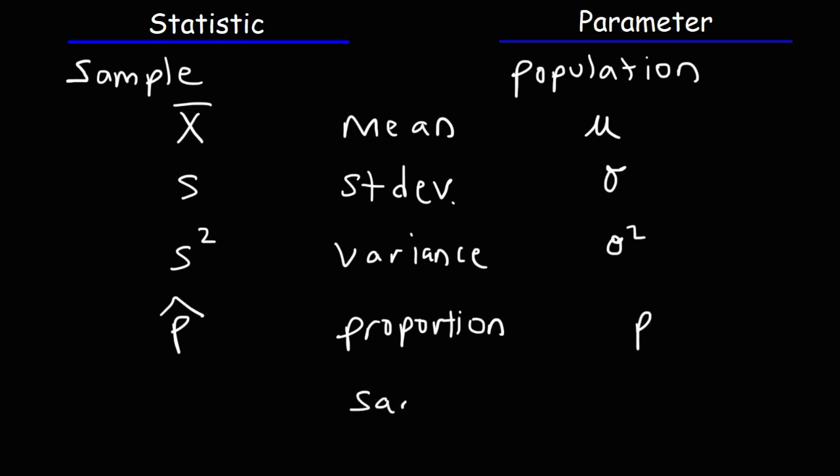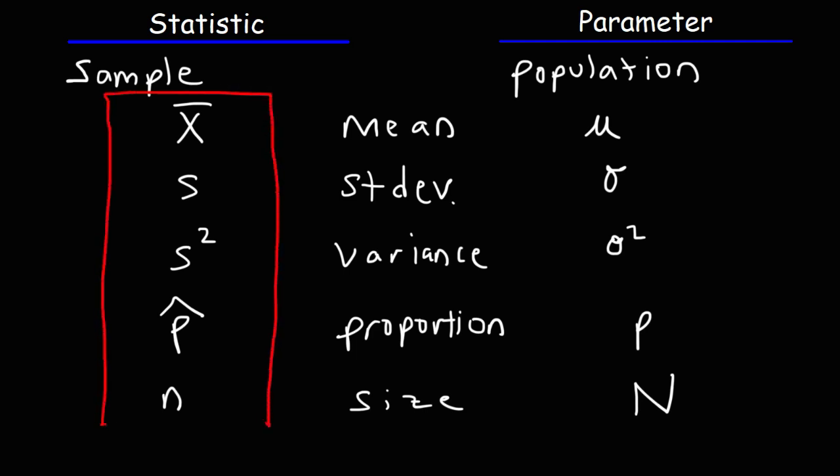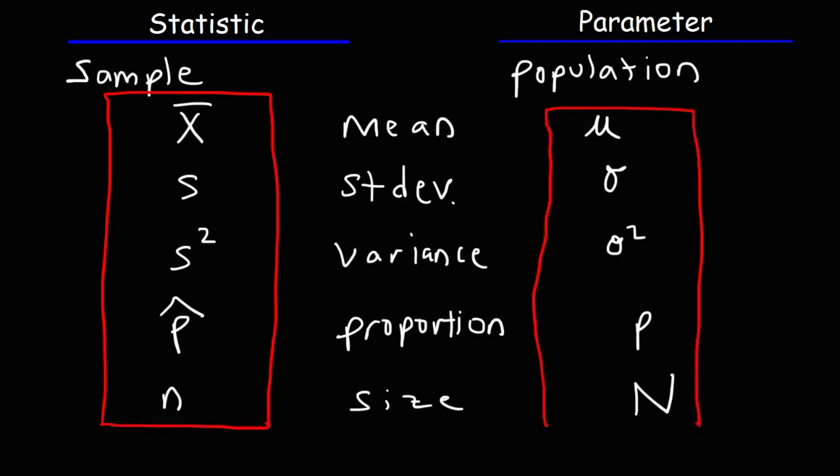Finally, we have the size. The size of the sample is represented by the symbol lowercase n. So that would be a statistic. The size of the population is represented by the symbol capital N. So that is a parameter. So hopefully these symbols will help you to see the difference between a statistic and a parameter.